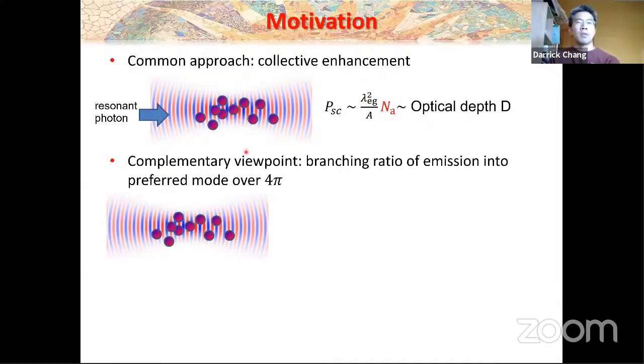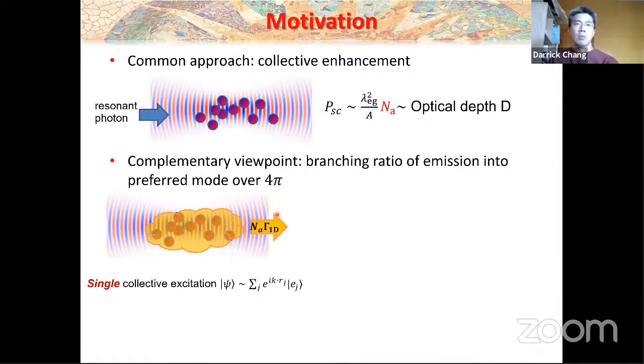The importance of this optical depth, you can also understand from a complementary viewpoint. In particular, if I have a collection of atoms and I create just one excitation, but in a collective fashion, so I have one excitation in a superposition of all the atoms, then it's known that if I play with the phases of the excitations of each atom, this system behaves a little bit like a phased array antenna. So it can efficiently emit into a preferred direction, for example, a Gaussian mode that I can efficiently collect into. And that emission is enhanced by the atom number.